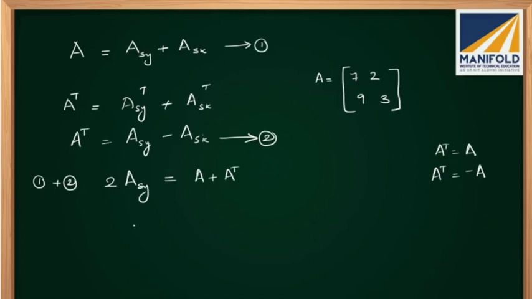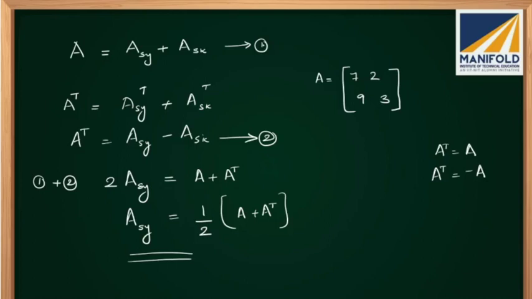Okay. Now I have what is called the symmetric part of the matrix A. I can take this 2 to the left side. So that is 1 by 2 into nothing but A plus A transpose. Okay. So this is the symmetric part of any square matrix.